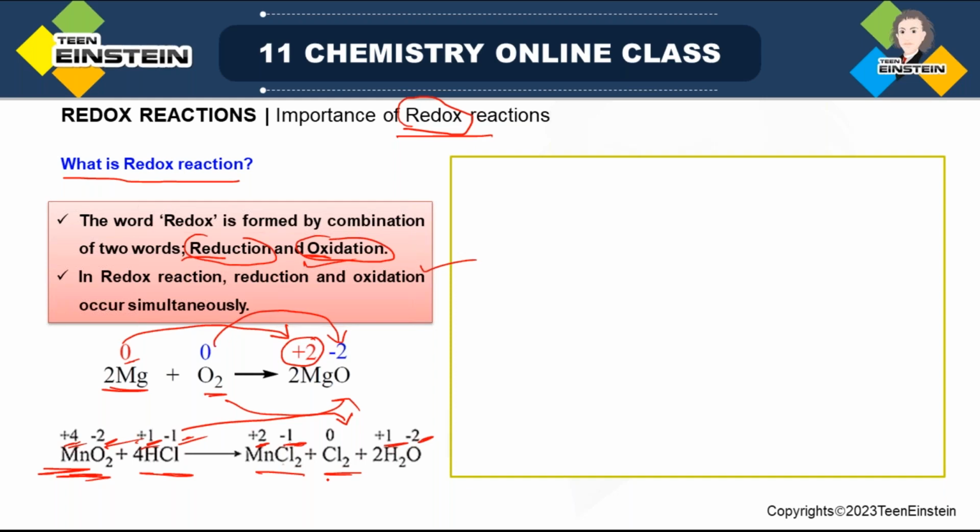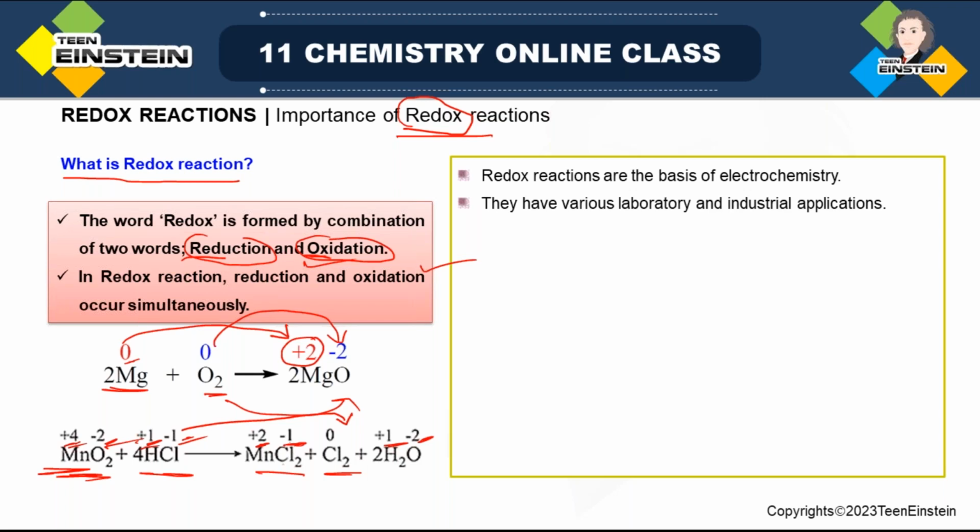But what is the importance of this redox reaction? Why do we have a separate unit for redox reactions? That means these reactions must have some applications. Redox reactions are basically the basis of electrochemistry. Electrochemistry is another unit which is in class 12. In electrochemistry, if we do not have prior knowledge of reduction and oxidation, obviously we will not be able to understand it. It is all about redox reaction, that is, reduction and oxidation. So that unit is completely based on redox reactions.